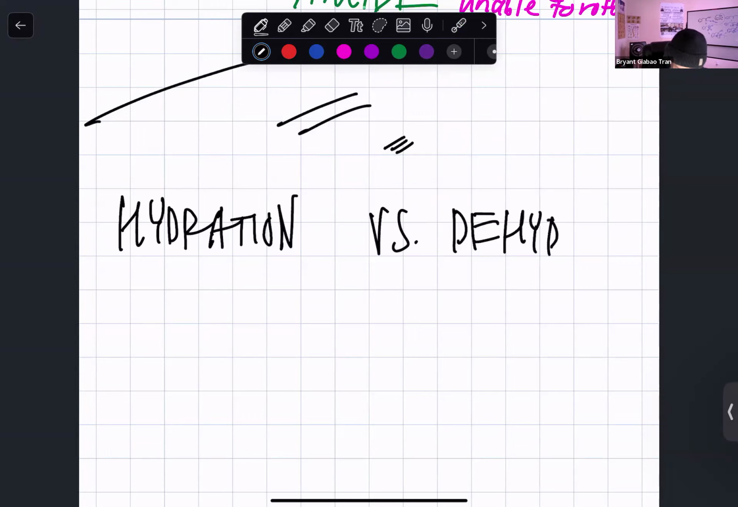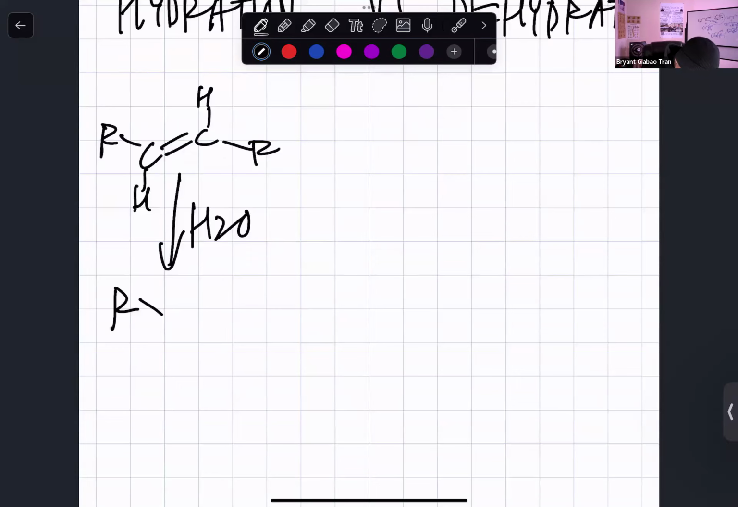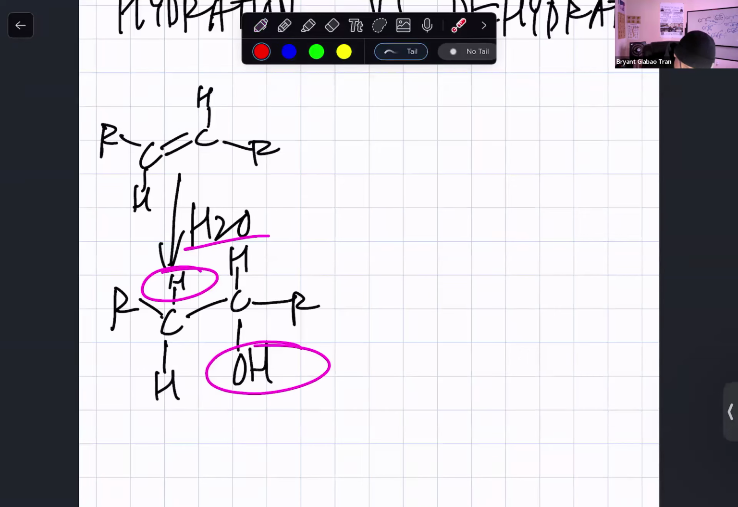So hydration, think of water, hydrating, adding water, where let's say we have this alkene right here, and we react this with water, H2O. That's going to add the water molecule to this alkene, right? And this H2O is going to be in this form right here. This H was not there before, this OH was not there before. So we're adding a water molecule.